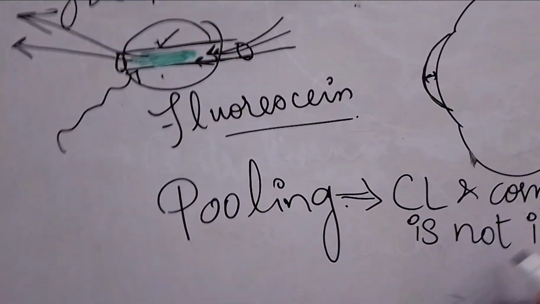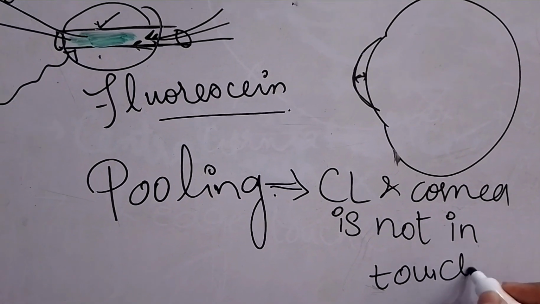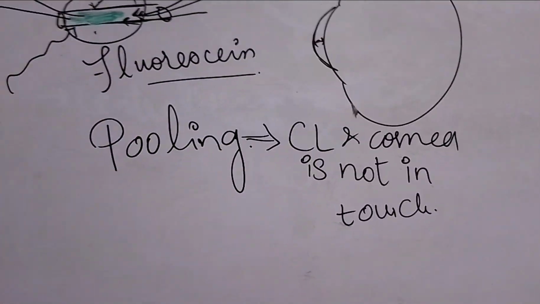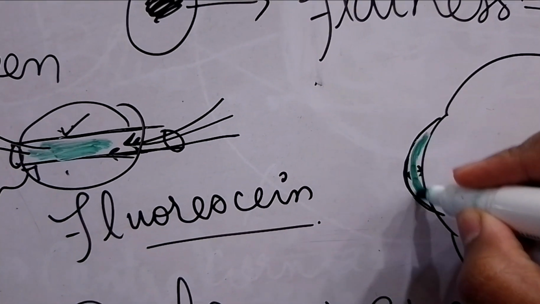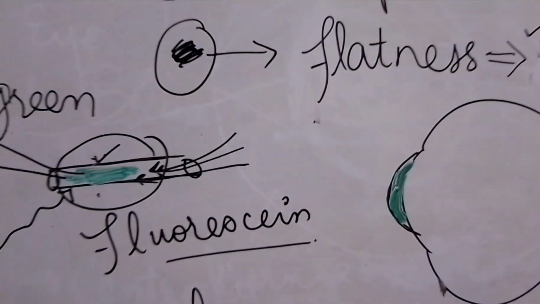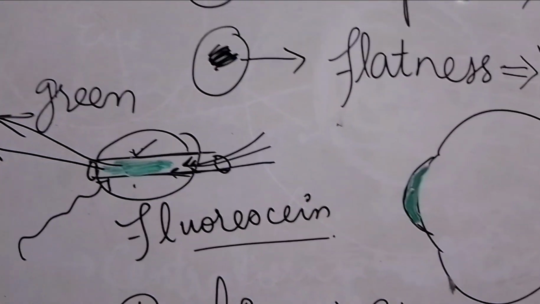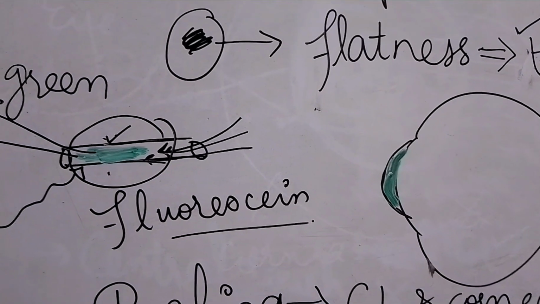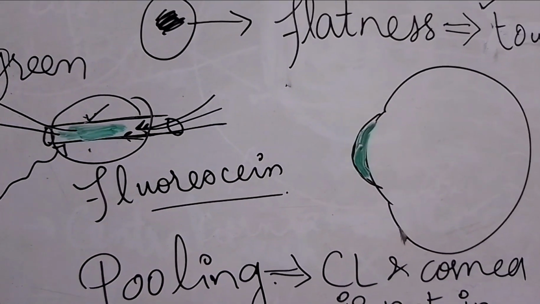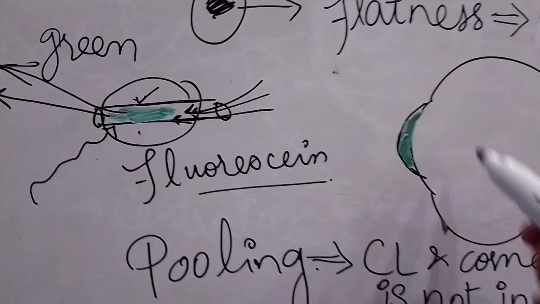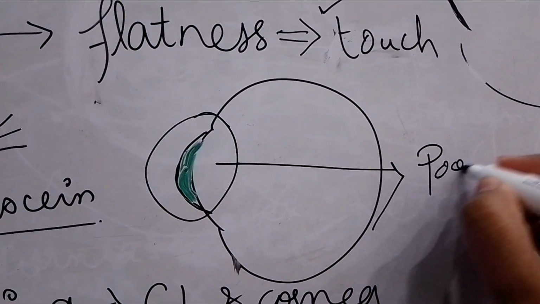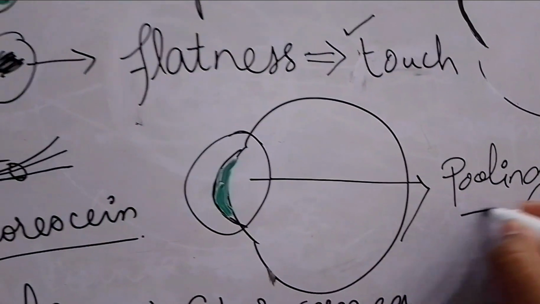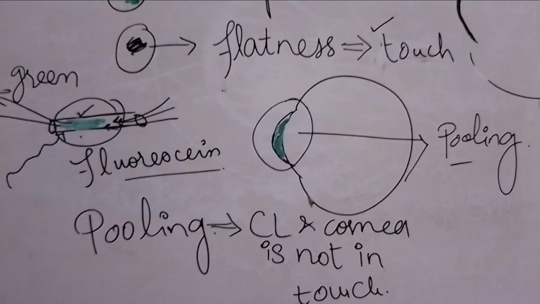So you will see pooling in the area where both the contact lens and the cornea are not in touch. Over here you can see they are not in touch. There is a space, so dye will be present between the contact lens and the cornea, and you will see more green color over here, right? So when you see more green color, it means there is pooling. I hope this concept related to pooling is now clear.